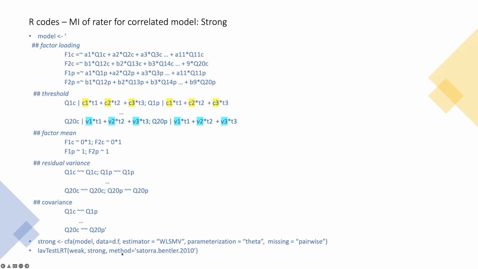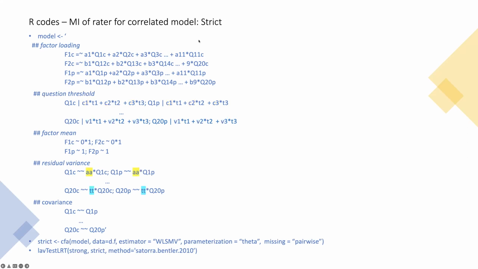You compare these two. If you have established strong invariance, you will move on to strict. You still keep everything you've done before, and all you have to do now is restrict the residual between each question. So the residual for question 1 for the child should be the same as question 1 for the parent, and you do that to question 20. Then you compare. Once you have strict invariance, that means you have achieved the highest level of invariance, which means your questionnaire is very valid between the parent and child.